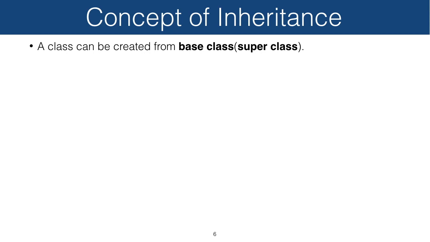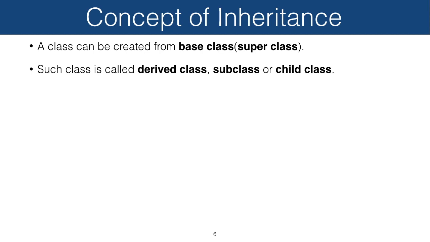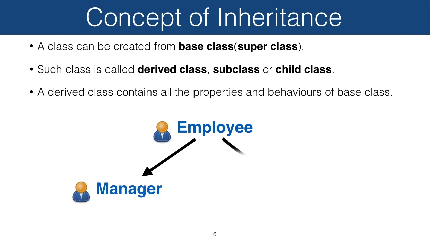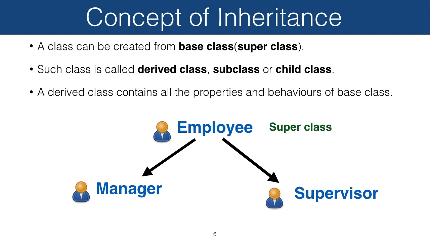Concept of inheritance. A class can be created from a base class. Such a class is called a derived class, subclass, or child class. A derived class contains all the properties and behaviors of the base class. So employee here is the superclass and manager, supervisor, these two are derived classes.